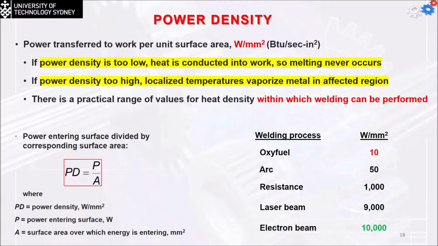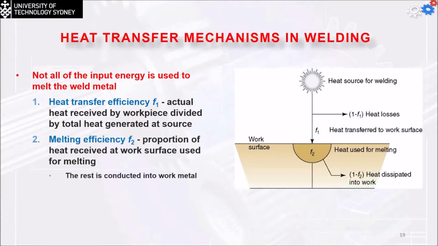The heat transfer mechanism in welding. First, we must know that not all the input energy is going to be used to melt the welded metal, because simply some heat is dissipated through the part. So we have to calculate the heat transfer efficiency f1 and the melting efficiency f2. That's what's happening when we do the welding.